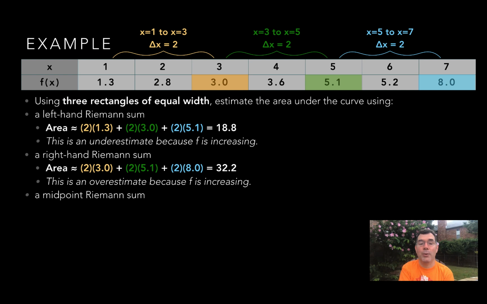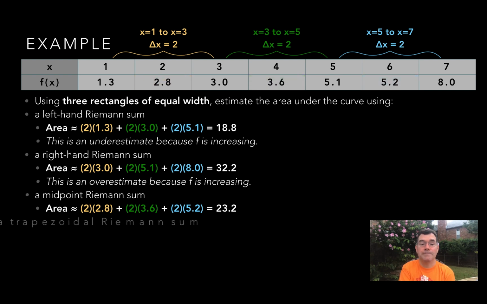Now I'm going to do a midpoint Riemann sum, and it's important that I have the y values for the x's that are exactly in the middle of each interval, otherwise I really can't do a midpoint Riemann sum. Luckily I do. I have the y values for x equals 2, 4, and 6, so I can actually do a midpoint Riemann sum. I multiply each of those y values by 2, add it all up, and I get 23.2. So maybe that's a better estimate of the actual area under the curve.